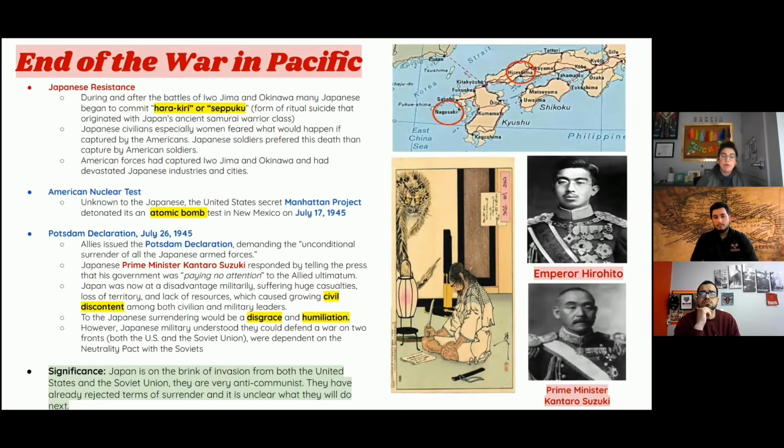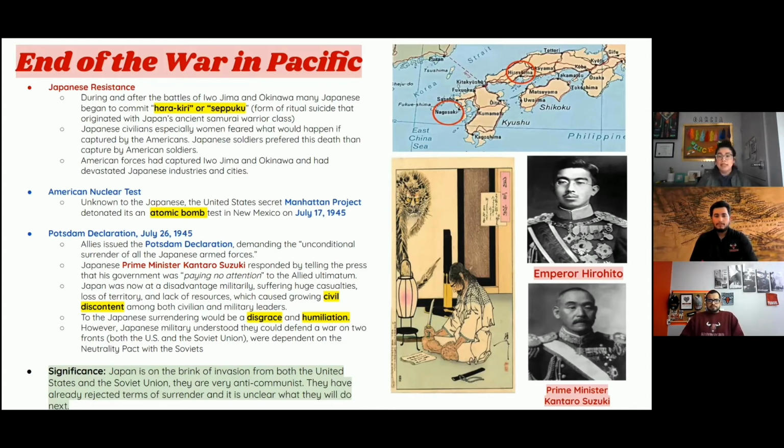In Japan, we have the Prime Minister, Kentaro Suzuki, and he supported telling the press that his government was paying no attention to the Allied ultimatum. Japan was now at a disadvantage militarily, and they had suffered huge casualties as well as a loss of territory. They had a lack of resources, which caused growing civil discontent. The people were tired of war, tired of fighting, and tired of the restrictions, tired of everything that was happening because of the war. To the Japanese, however, surrender would be a disgrace and a humiliation.